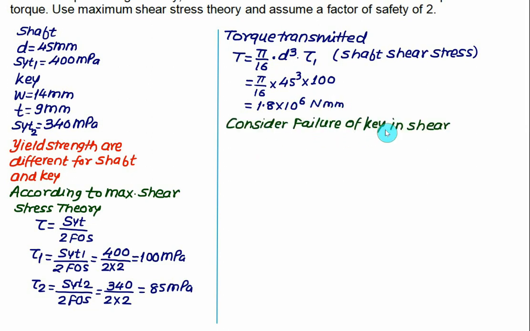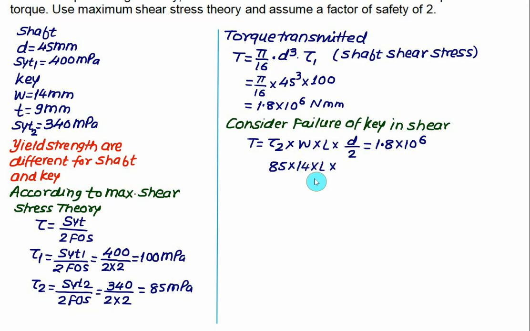Now consider the failure of the key in shear. In that case, the torque is equal to the force in shear multiplied by d by 2, which is equal to tau, this time the tau of the shear, that is tau 2, times the area in shear, which is W into L, multiplied by diameter divided by 2, equal to the torque transmitted, which is 1.8 into 10 to the power 6. Tau 2 you have to take as 85. Width is already known to us, 14. Length we have to calculate.